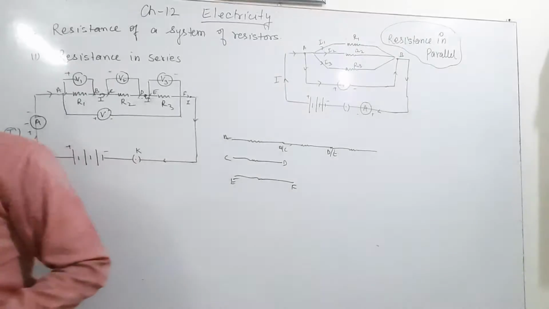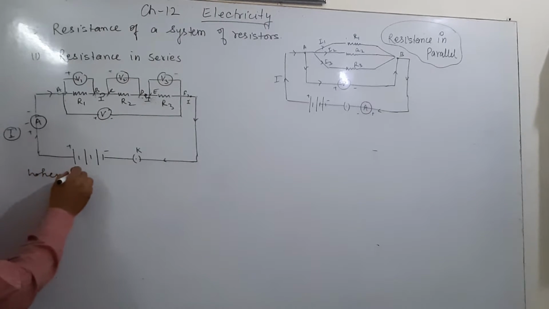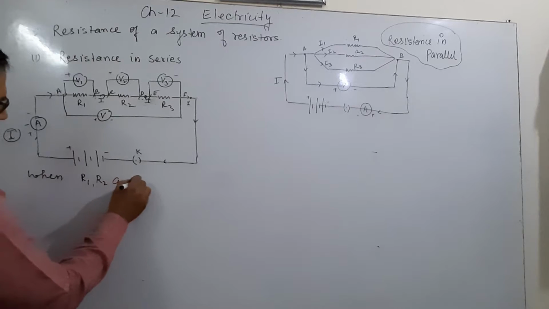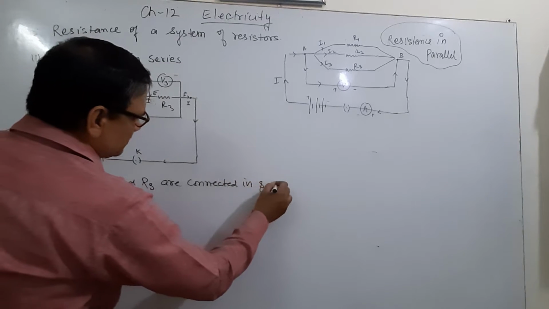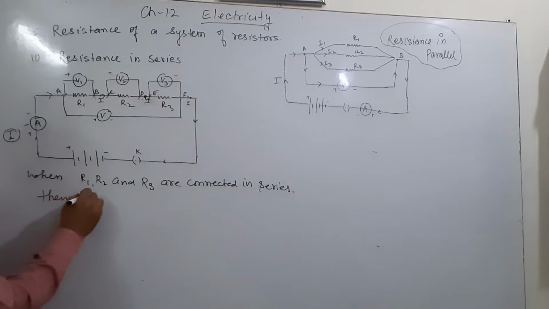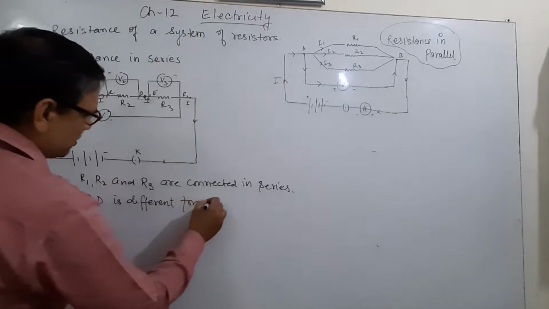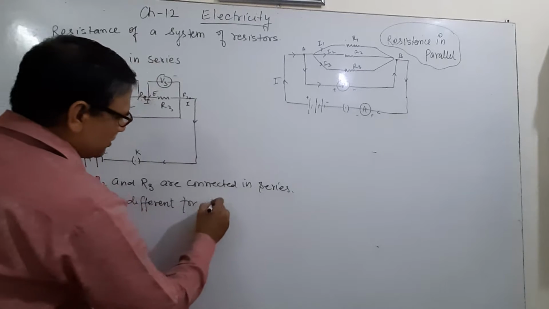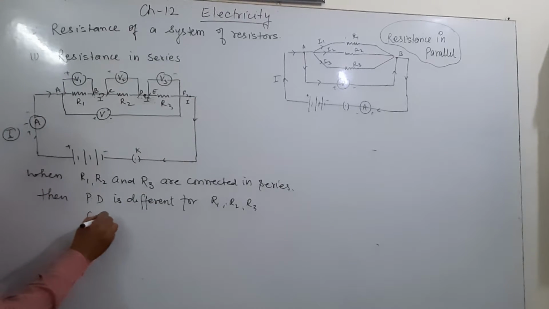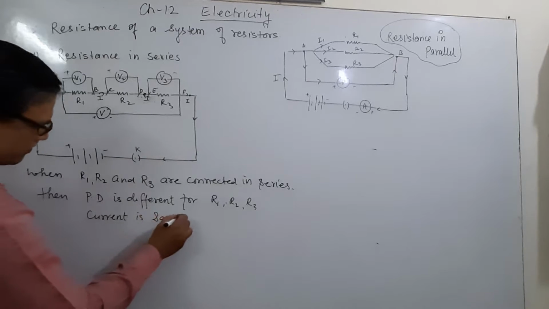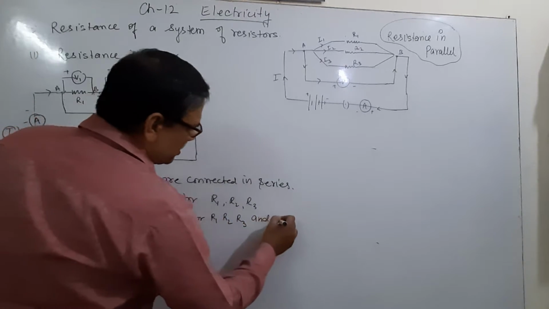So our result is that we can say when R1, R2 and R3 are connected in series, then the potential difference is different for different R1, R2 and R3, and the current is the same for R1, R2, R3 and in the circuit.